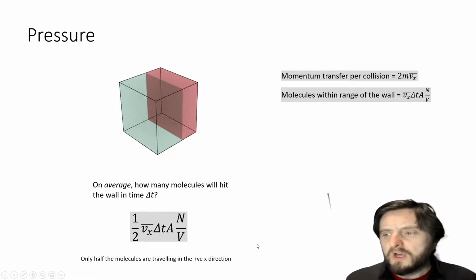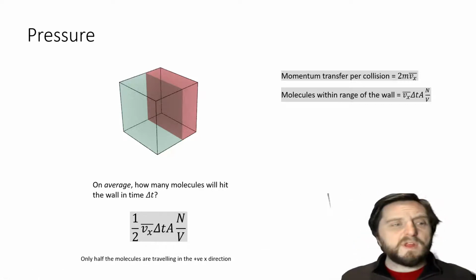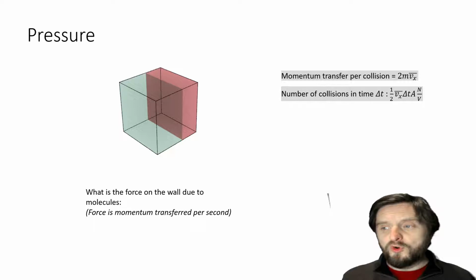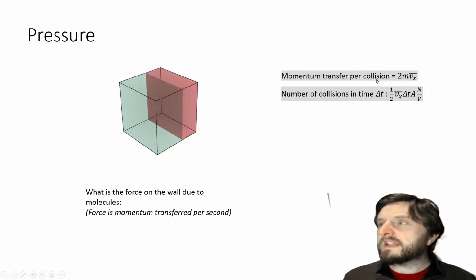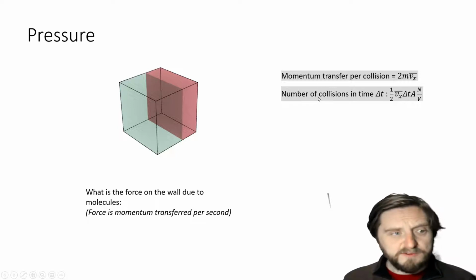So if we want to find the force, we need to take these two things, the momentum transferred per collision times the number of collisions in time delta t.